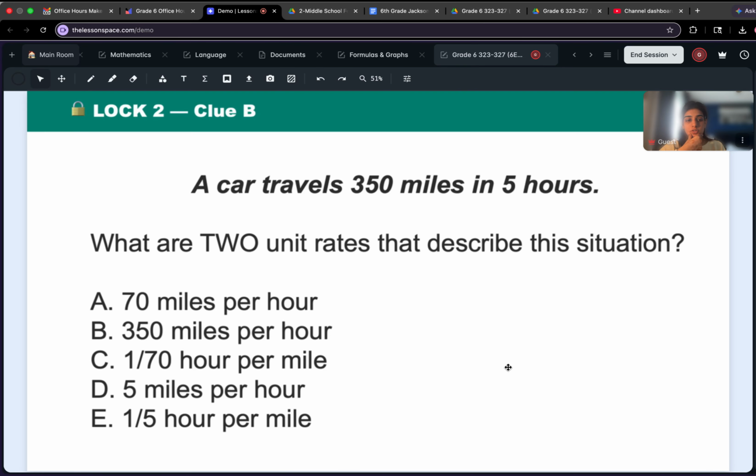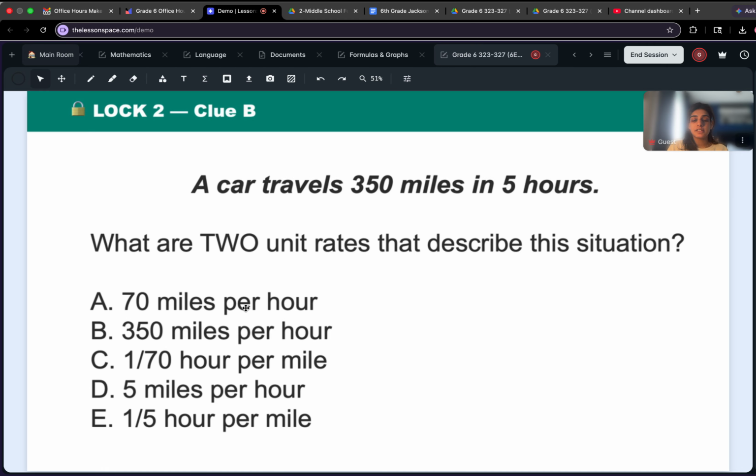Hey, today we're gonna discuss this question, which is for grade 6. It basically gives you clarity between units and how to interpret them. For example, you can see the question: a car travels 350 miles in 5 hours, right? What are the two unit rates that describe this situation? We have five options, out of which we have to select any two, right?